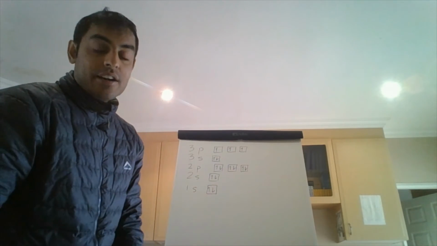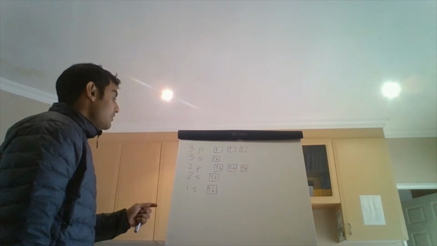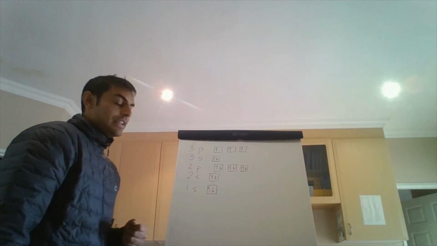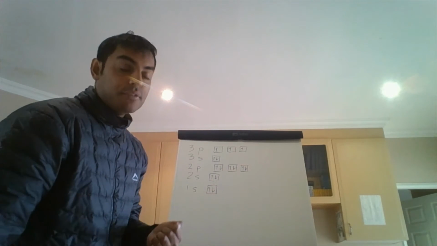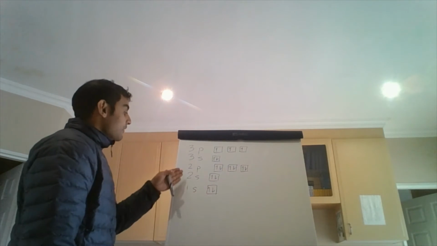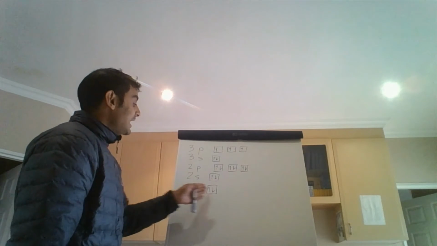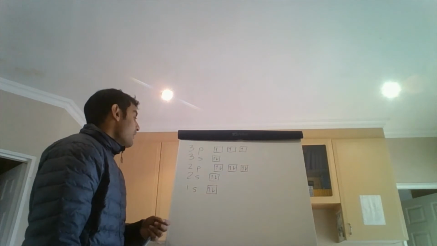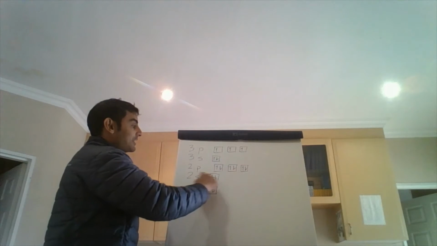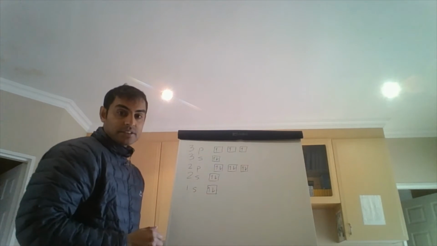That means it's got 15 electrons or protons. Now, when we draw the Aufbau diagram, we just have to remember to label our energy levels and the orbitals for each energy level. For energy level 1, we just have one s orbital. For energy level 2, we have an s orbital and 3 p orbitals.